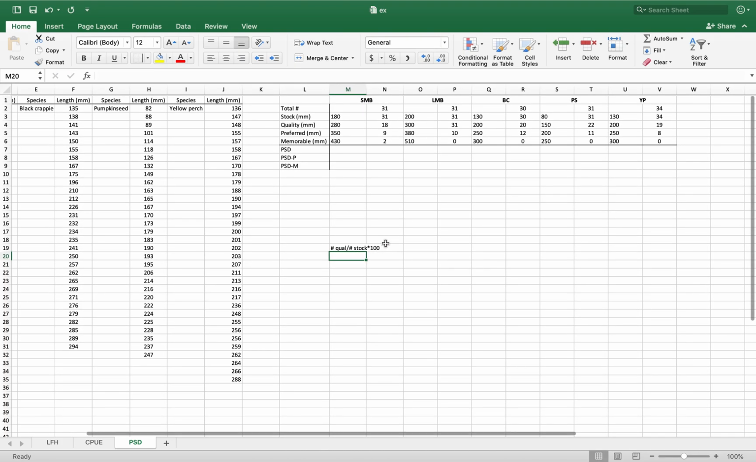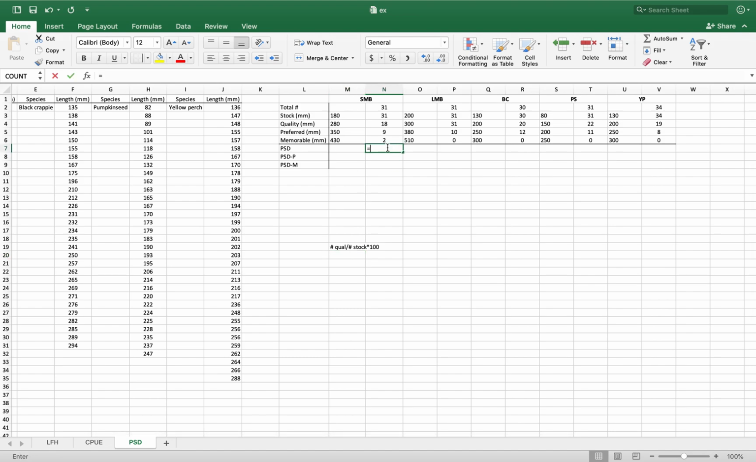Then you're going to multiply that by 100, and then you're going to get your percent for that. So what we're going to do here, we're going to do equals quality size divided by stock size times 100, and it gives 58.06. You don't have to have that many numbers on the end, so we're going to round it. You're going to do that for all of yours. So you could just drag this down, I believe.